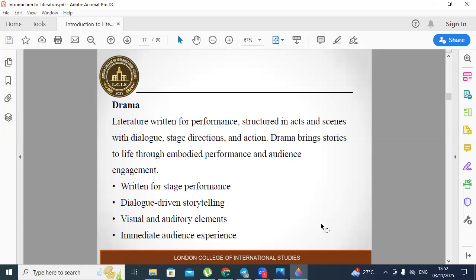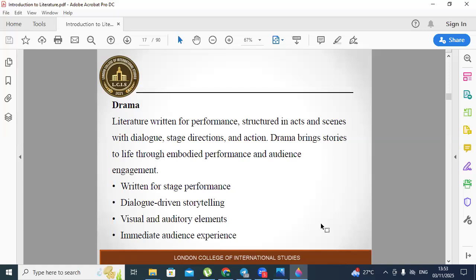Written for stage performance. Unlike fiction or poetry, drama is fundamentally incomplete until performed. The written text is a blueprint, not the final product. Dialogue-driven storytelling. Drama lacks narrative description. Everything must be revealed through what characters say and do. This makes dialogue carry enormous weight.